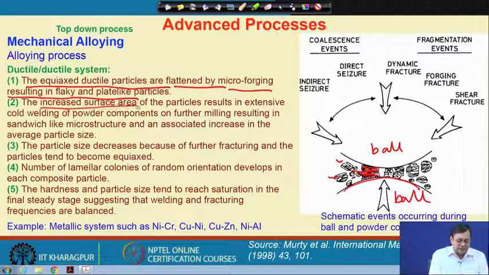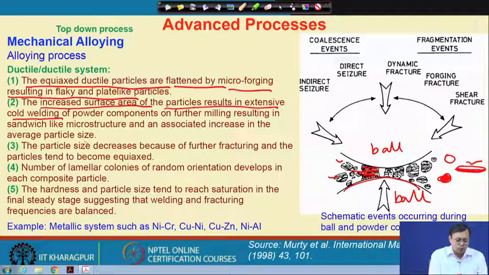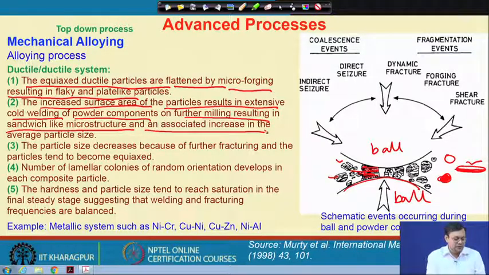Now, with the increase in the surface area of the particle, initially I have some spherical particles. After welding of these two particles, let us say I have one particle which is like here. It is welded together because it is a ductile system, and because the surface area has increased during the impaction with the ball, it causes extensive cold welding with the powder components, and further milling results in a sandwich-like microstructure, with an associated increase in the average particle size. So, if we keep on welding, then the particle size actually increases.